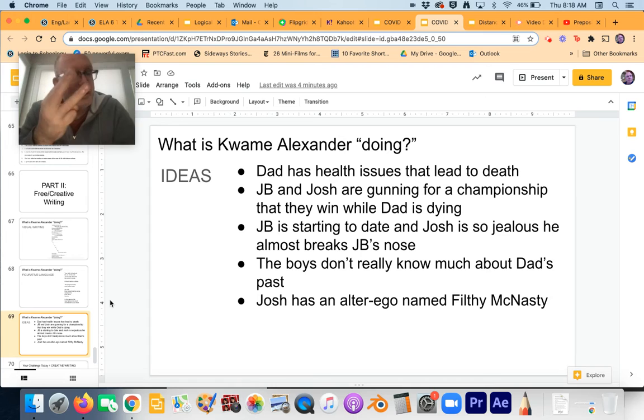So their relationship is a third layer to this. Fourth, there's this mystery about dad's past, right? It's just kind of always there. They never quite know the whole story. And by the end, they kind of piece it together, but we never really know much more than he was a good ball player. He played in Europe, but it took them a while to find out that he quit because of his knees.